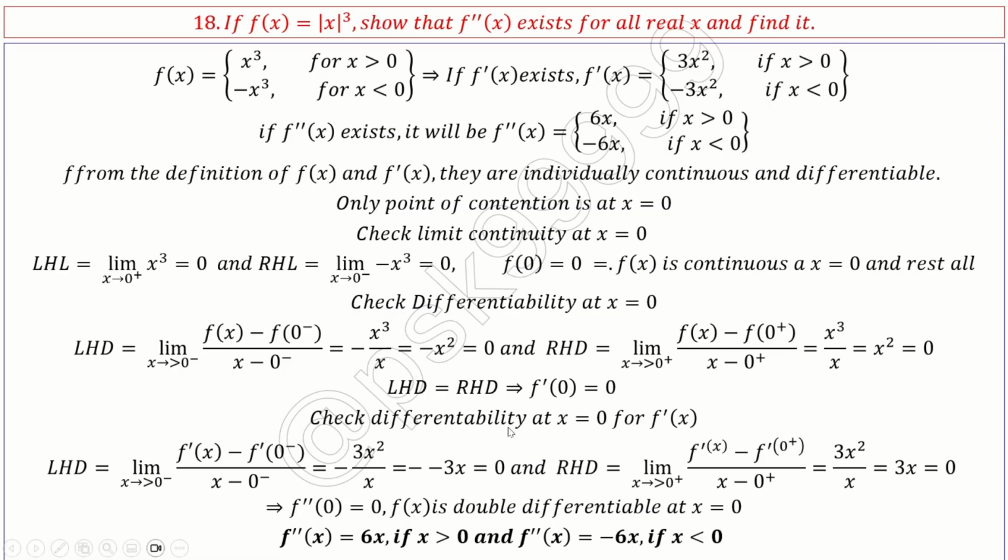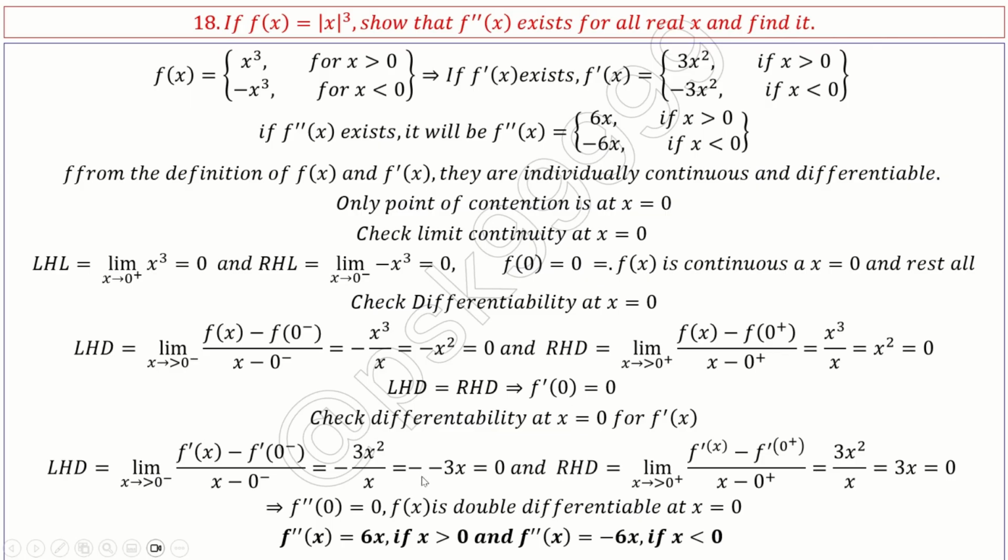Now check the differentiability at x equal to 0 for f dash x, because we need f double dash, right? Same way I will do limit x tends to 0 minus of f dash x minus f dash 0 divided by x minus 0. This is nothing but minus 3x square. F dash 0 is 0, we know. So minus of 3x square by x, which is minus of minus 3x.